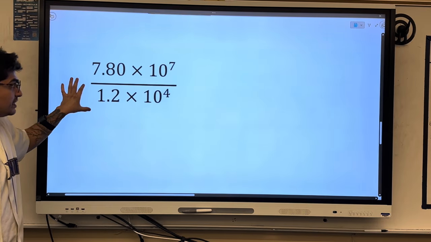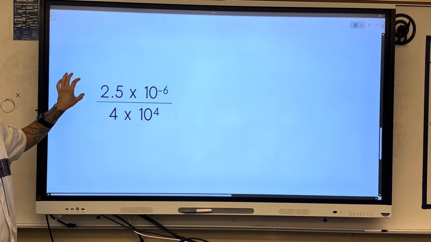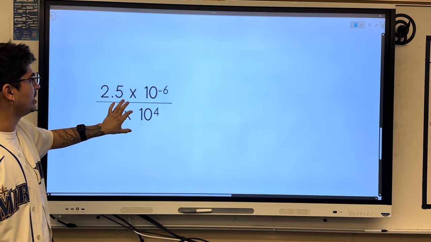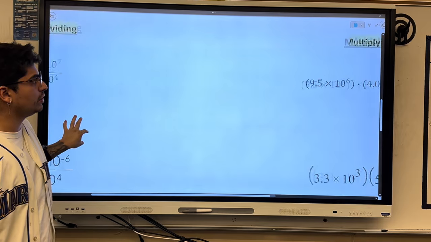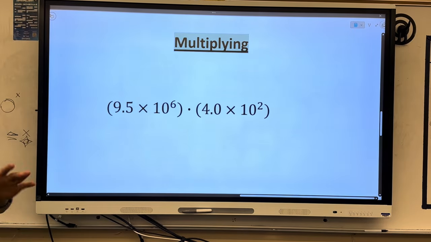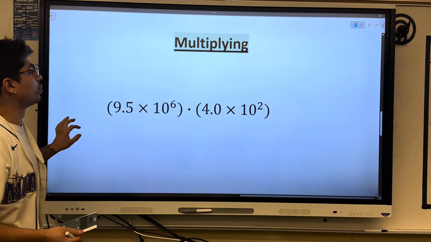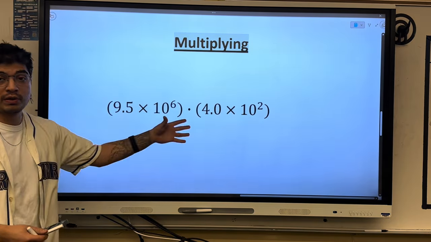So division. We have division problems where they can look like this. Again, two scientific notation problems. And then we also have multiplying scientific notation. I'm going to go ahead and grab my calculator real quick, just because I want to make sure I have one. I'm smart, but not that smart. So we're going to start with multiplying.